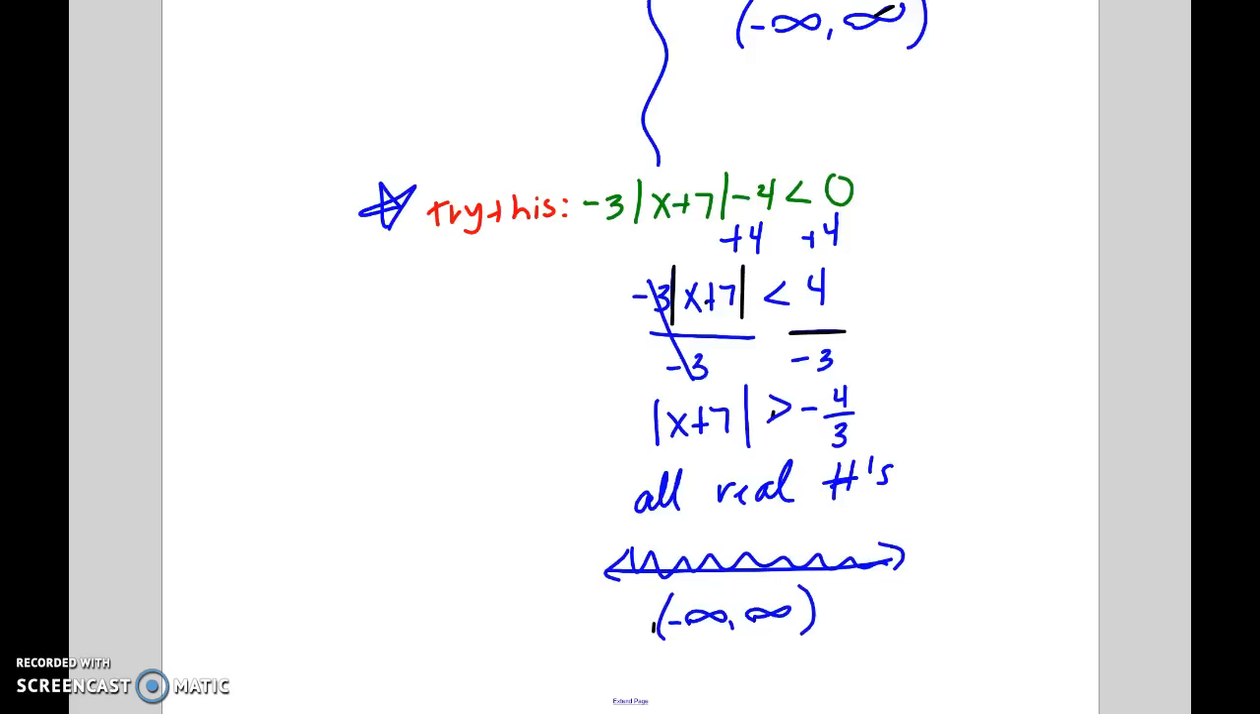Okay, here's the answer. When you divide by a negative, remember the sign flips, so it becomes a greater than. Greater than or equal to a negative is all real numbers, so you shade the whole number line, and your interval is -infinity to +infinity.